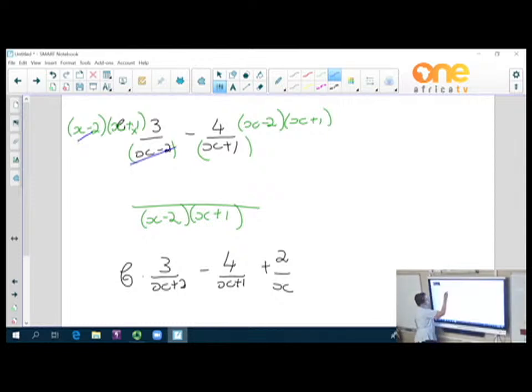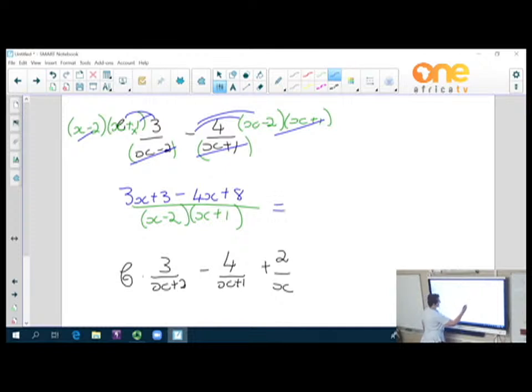Now I multiply the 3 with each one, so it is 3x plus 3. Cancel. It's a negative 4 there, so it's negative 4x plus 8. Look at this. This is the catcher here. And the answer is then negative x plus 11 over x minus 2, x plus 1.